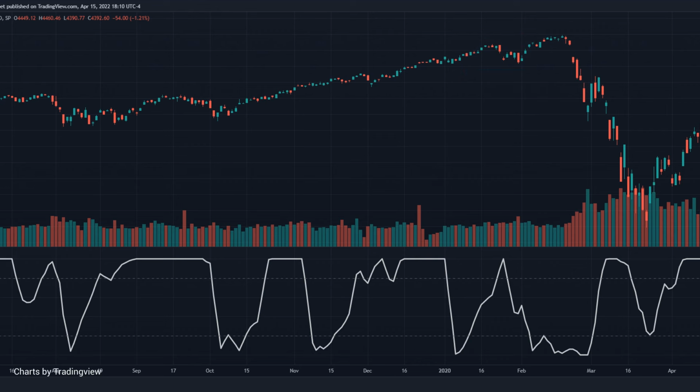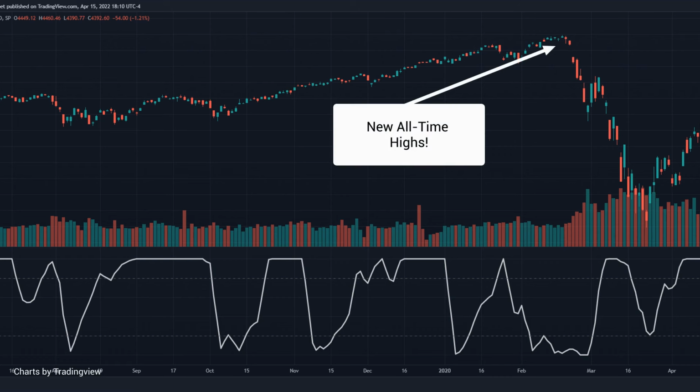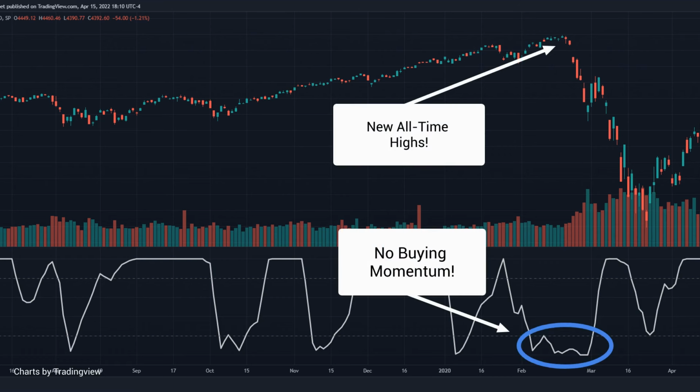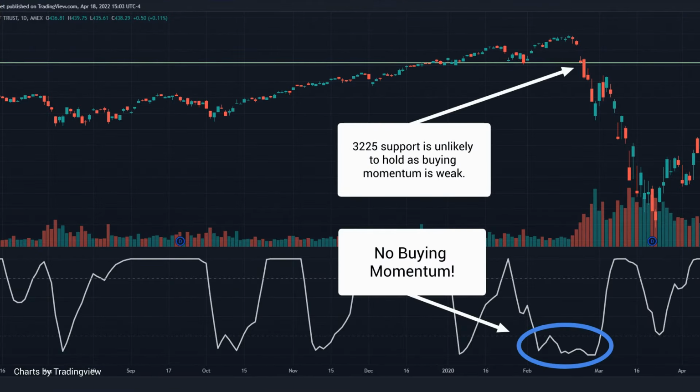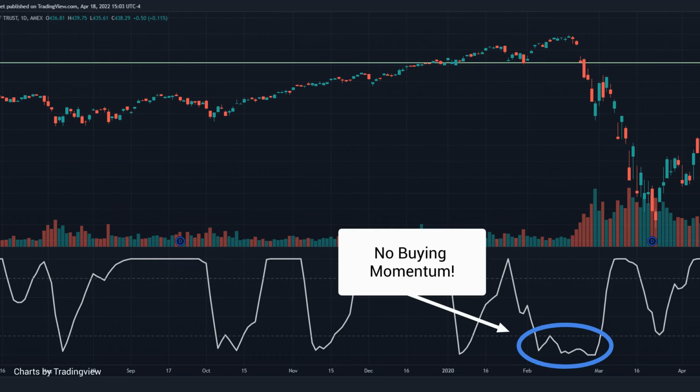Heading into February, the S&P 500 pushed to new all-time highs, but the buy-sell momentum indicator remained below 20 and demonstrated weakness in buying momentum. Shortly after closing at all-time highs, the S&P 500 closed at a major support level near 32.25. But notice how the indicator remained at bearish levels and provided a clear signal that now is not the time to buy.